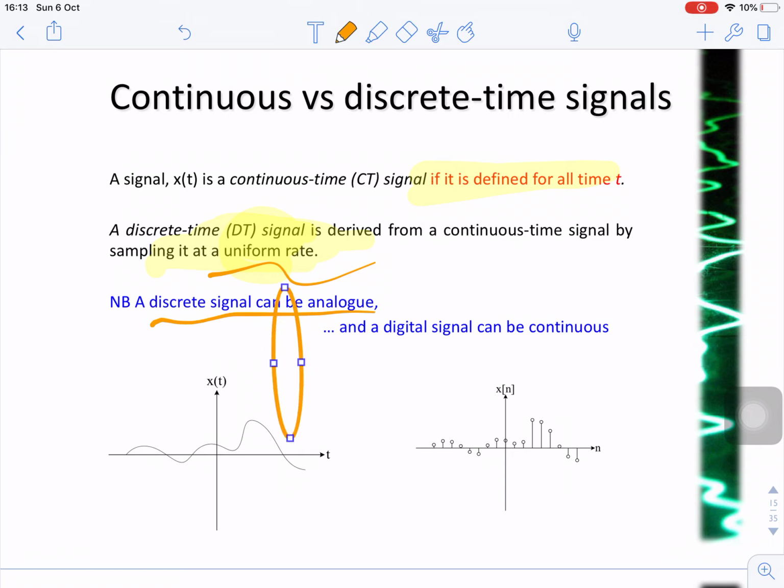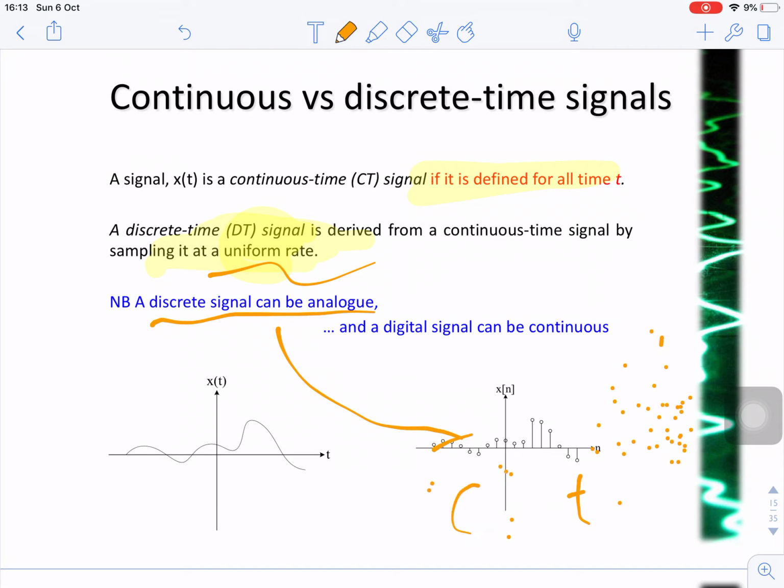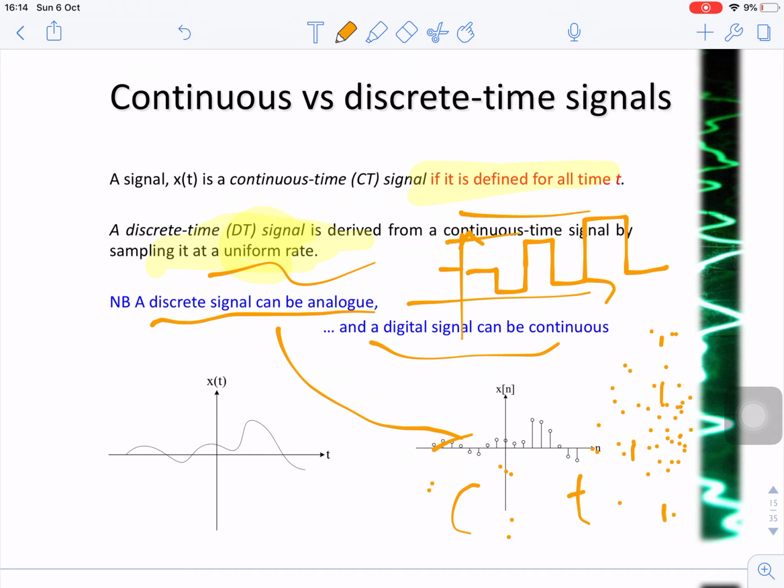For example, a discrete time signal can be analog because it can take infinite values. Since the amplitude is continuous and we are sampling at a constant period, there are going to be infinite values here. And a digital signal can be continuous. For example, this one is digital because it only takes finite values, and it is continuous in time.